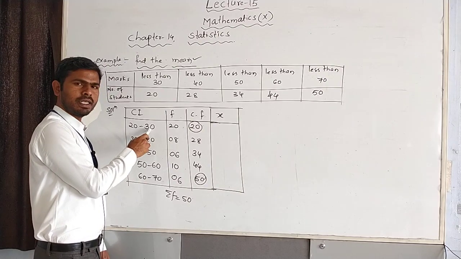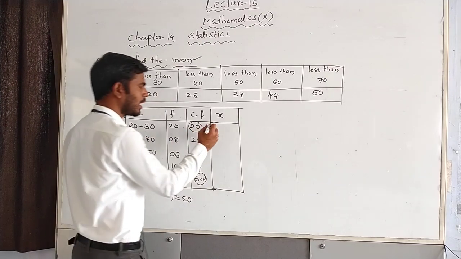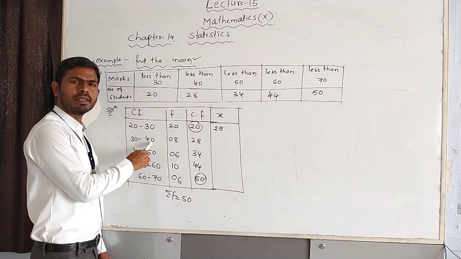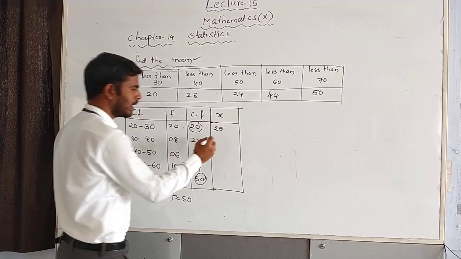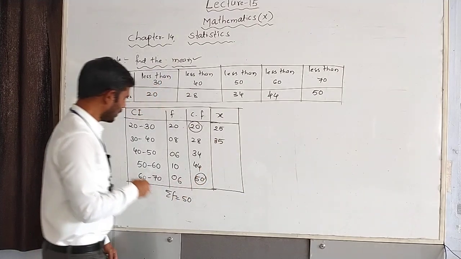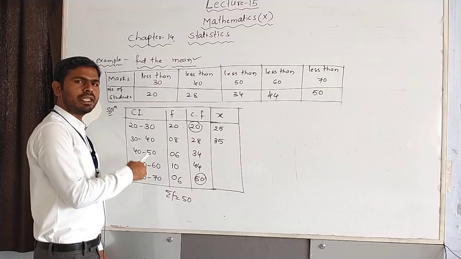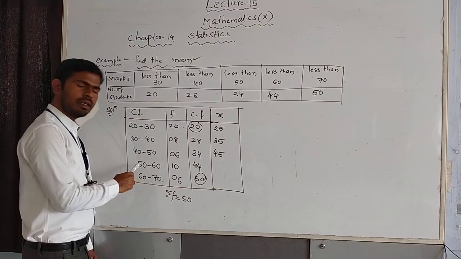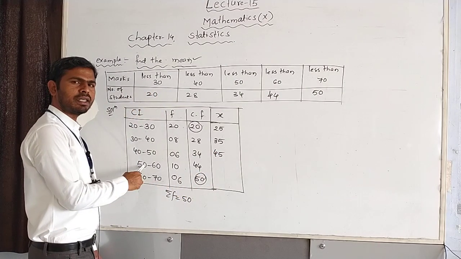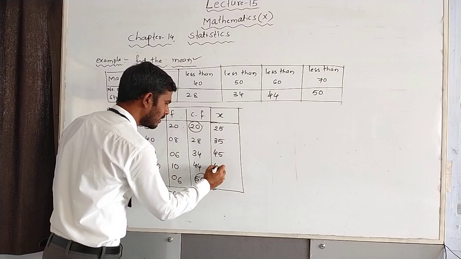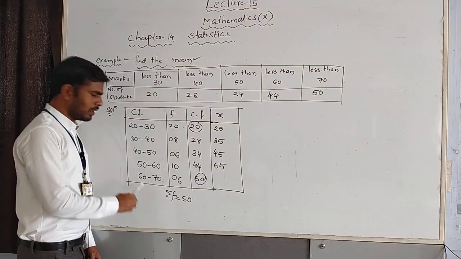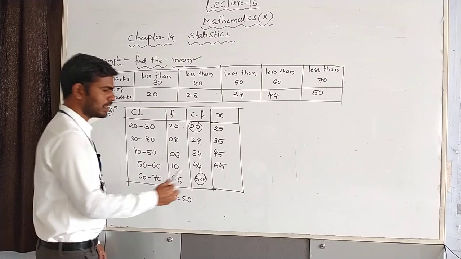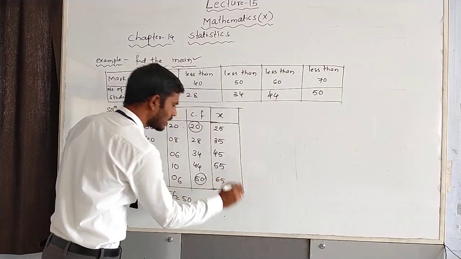20 plus 30 is 50, 50 by 2 gives 25. Next, 30 plus 40 is 70, 70 by 2 gives 35. 40 plus 50 is 90, 90 by 2 is 45. Next, 50 plus 60 is 110, 110 by 2 gives 55. 60 plus 70 is 130, 130 by 2 gives 65.